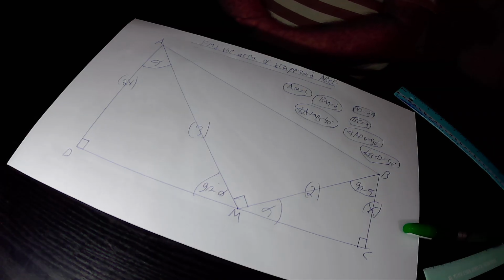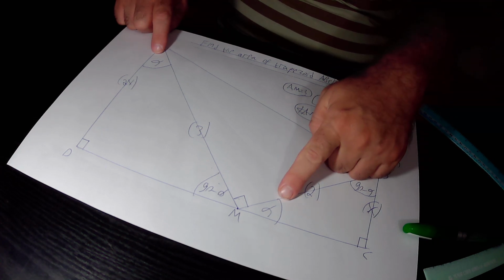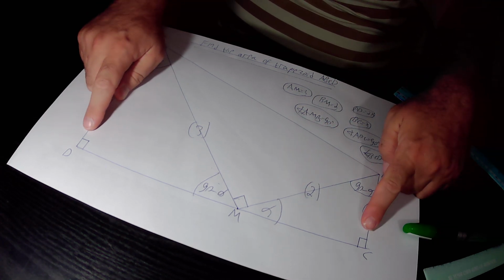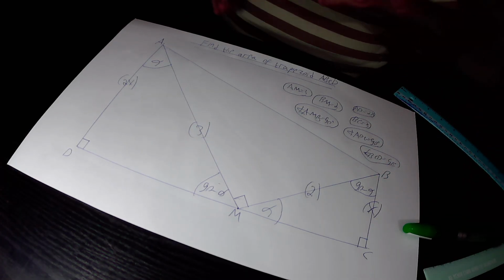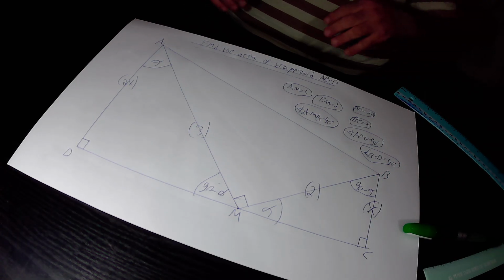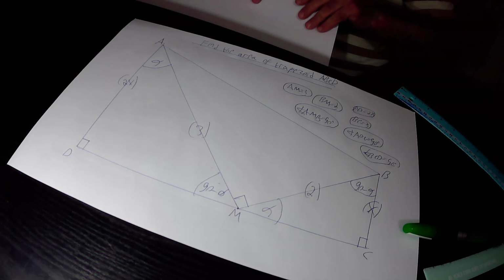Why are they similar to each other? Because in both triangles we have angle alpha, in both triangles we have this right angle, and in both triangles we have 90 degrees minus alpha. Therefore they are similar to each other according to the angle similarity rule. So I write it down.